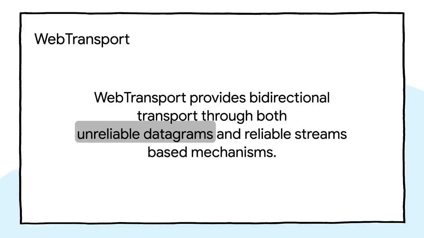Looking at the two different mechanisms, unreliable datagrams are one of the mechanisms for sending data through web transport. These datagrams are similar to UDP datagrams in that they are packets of information that get sent, but with no guarantees about delivery or ordering. Reliable streams, in contrast, are similar to TCP streams and provide reliable and ordered data communication.